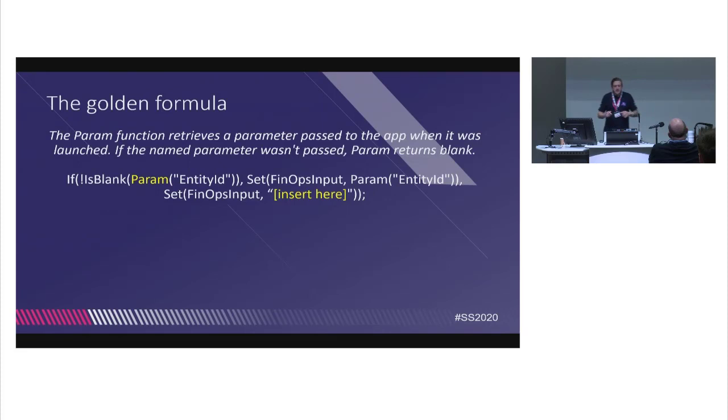The reason why we use the parameter function is a parameter is just the ability to pass a piece of content from one application to another. In this case, we're passing from Finance and Operations into the Canvas app. So all we're really saying here, the key part is set FinOps input param. Actually, this part here, set FinOps input from the parameter piece, which is the actual Power Apps input.